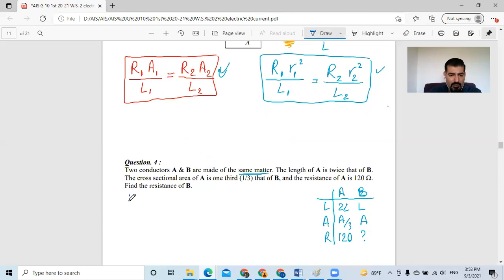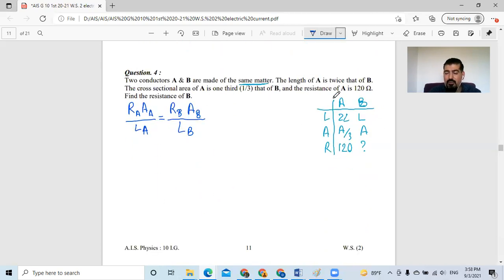Let's put in the values: RA times the cross-section area of A over the length of A equals RB times the area of B divided by the length of B. Now, using the table where we put the information we have, twice and 1/3: RA, which is 120, multiplied by the cross-section area of A, which is A over 3, over the length of A, which is twice L, equals RB, the unknown we want to find, multiplied by the area, which is A, divided by the length, which is L.